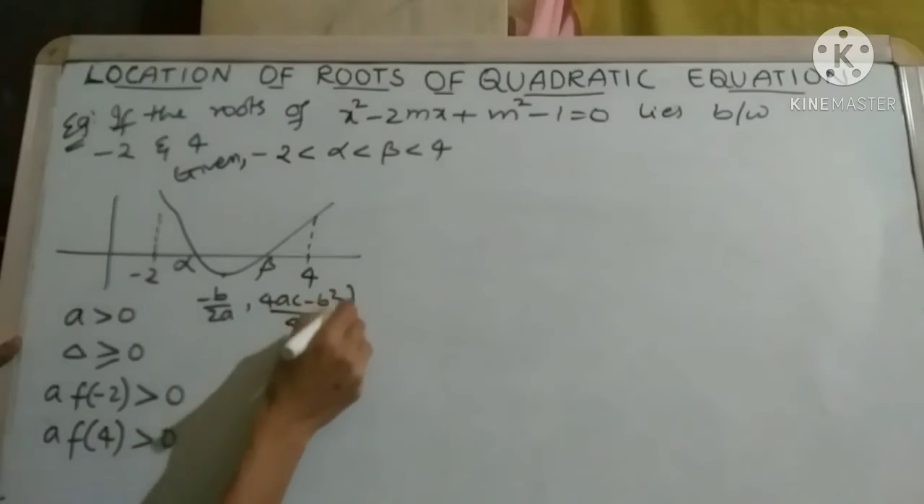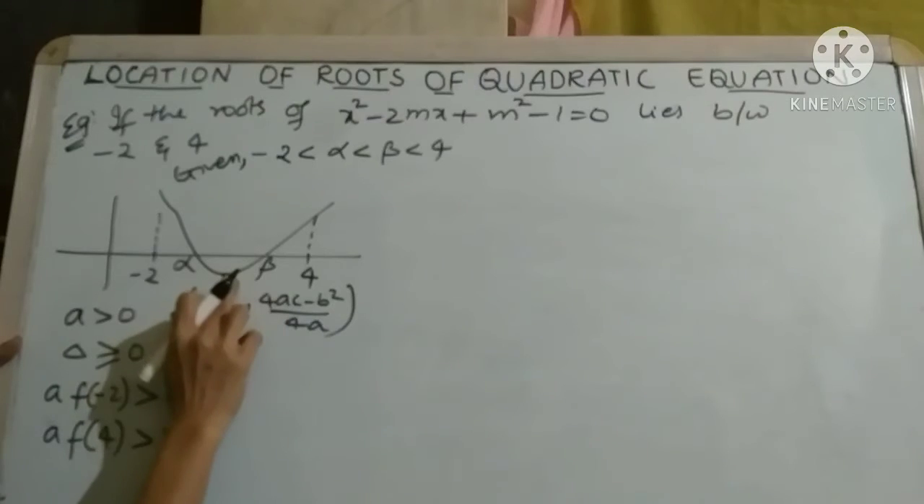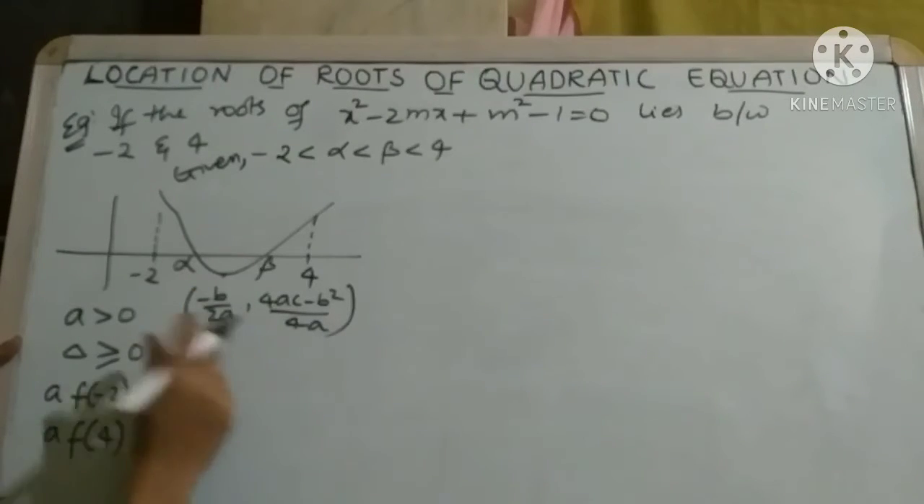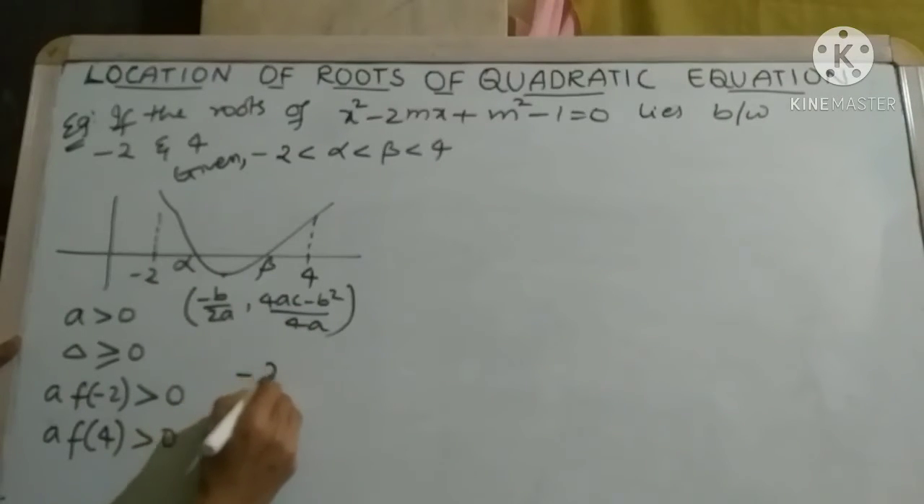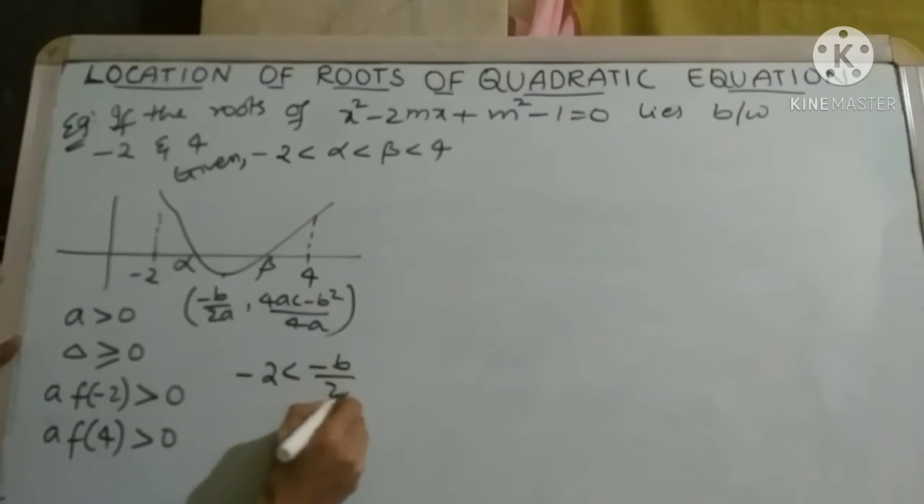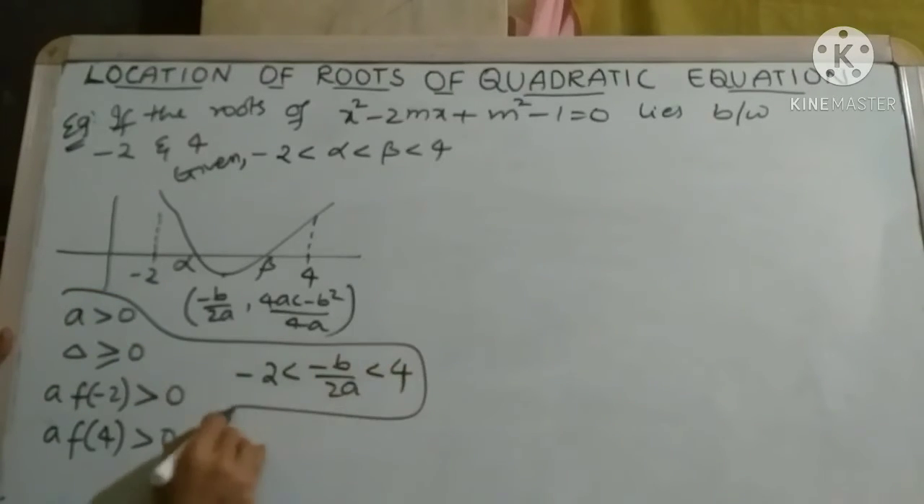In the first class I explained this one. This is a vertex, and this vertex means this x point lies between minus 2 and 4. That is, minus 2 is less than minus b by 2a, which is less than 4. So you check all these conditions, then you select the range for this question.